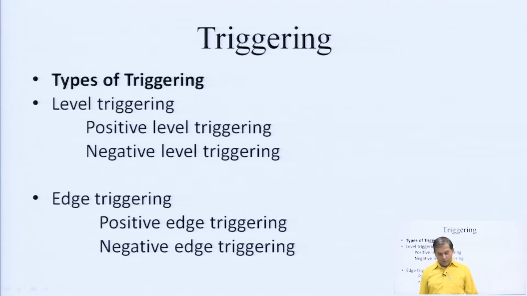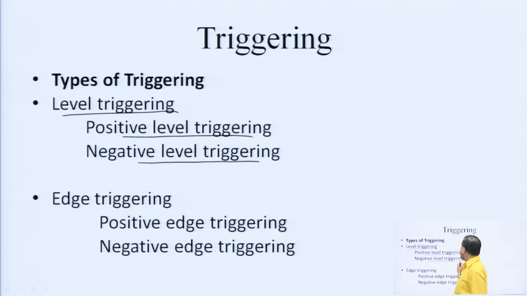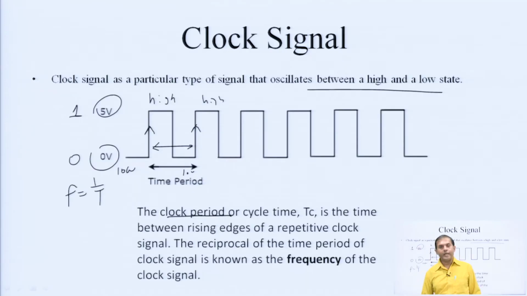Next we will be discussing triggering. There is level triggering, positive level triggering and negative level triggering, and the second type is edge triggering. So, what is level and what is edge? From this diagram I can say, see, these are the edges: this is a rising edge, this is a rising edge and this is a falling edge. And this is a level: this is the high level and this is the low level. This is the rising edge, this is the falling edge, again this is the rising edge, this is the falling edge.